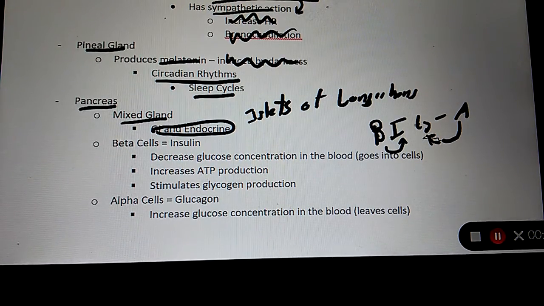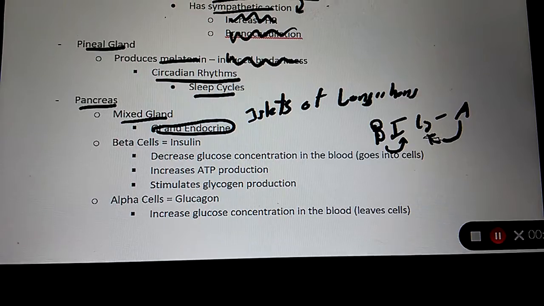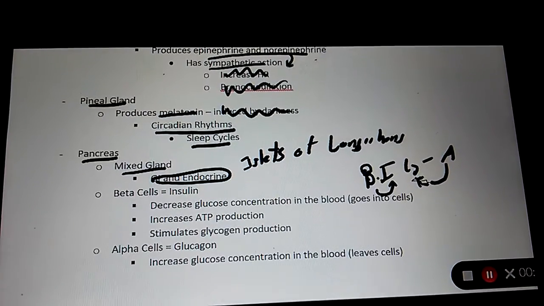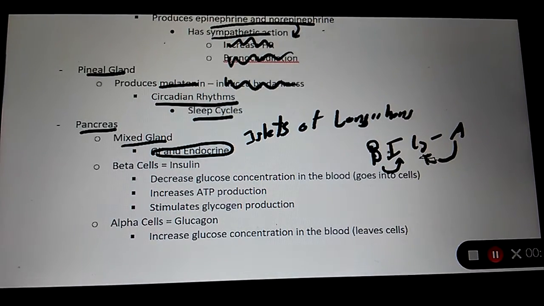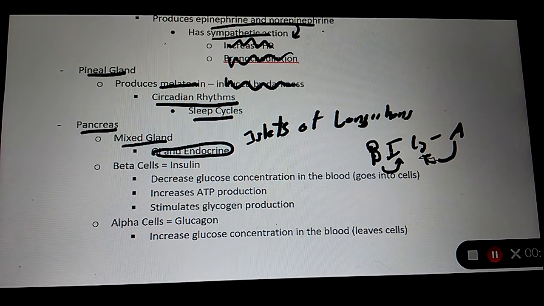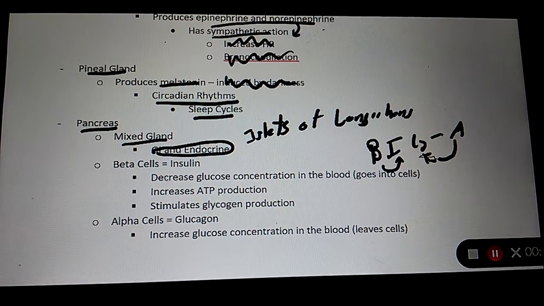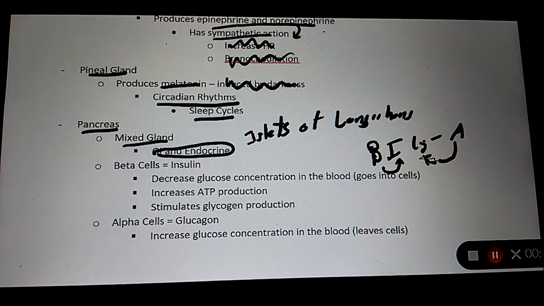Alpha, glucagon. So I'm just going to say beta, you say insulin. If I say alpha, you say glucagon. Beta, insulin, beta, insulin. Alpha, glucagon, alpha, glucagon.